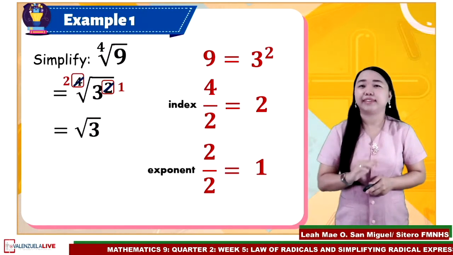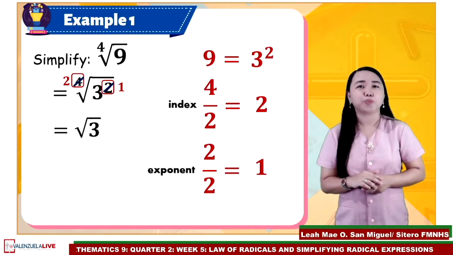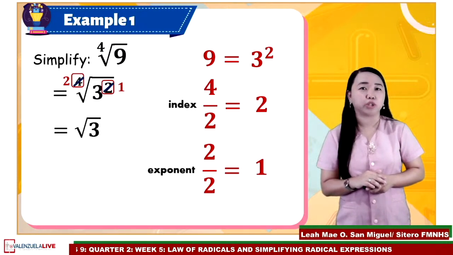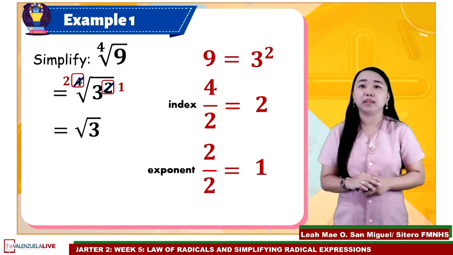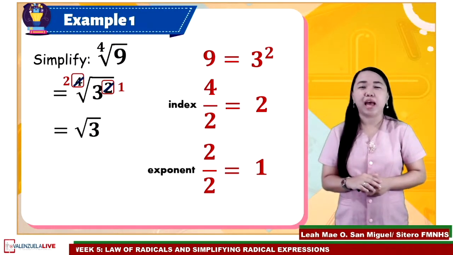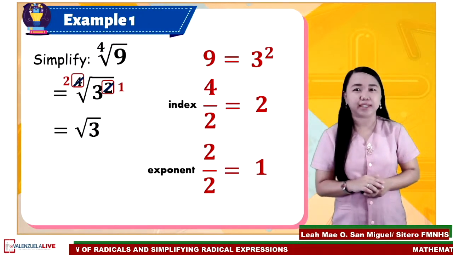Take note that it is a must to express the radicand to exponential form to identify if there is a common factor between the index and the exponent of the radicand. For the next example, I'll be showing another way of reducing the index of a radical.